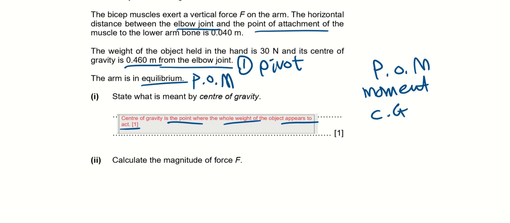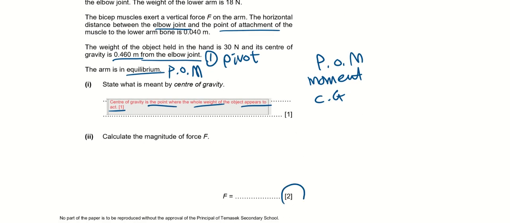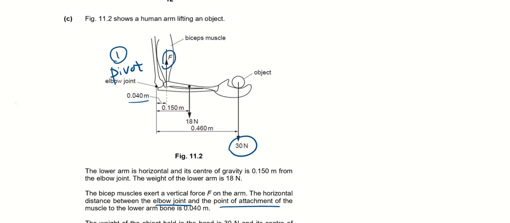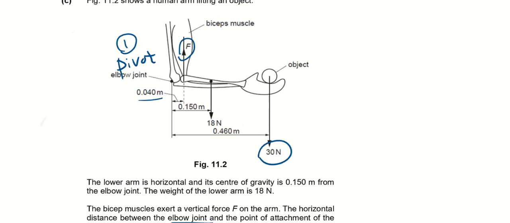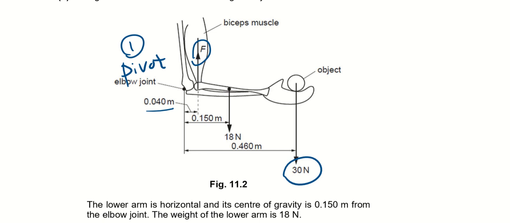Now they ask us to calculate the magnitude of force F, 2 marks. So step 1, the pivot is here, right? I'm going to use this diagram to do all my working. How many forces are there? 1, F, 2, 30 Newton, and 3, my 18 Newton. Then step 2, number of forces, I have 3 forces. Step 3 is to find the perpendicular distance of each force to the pivot.